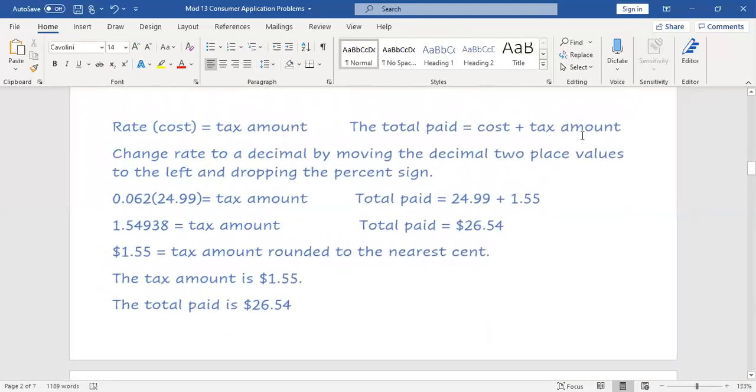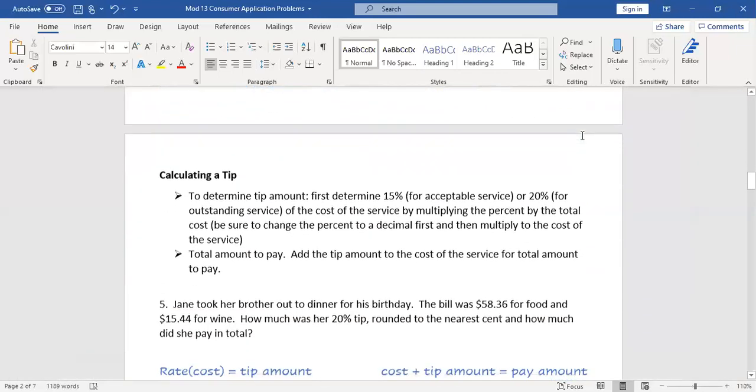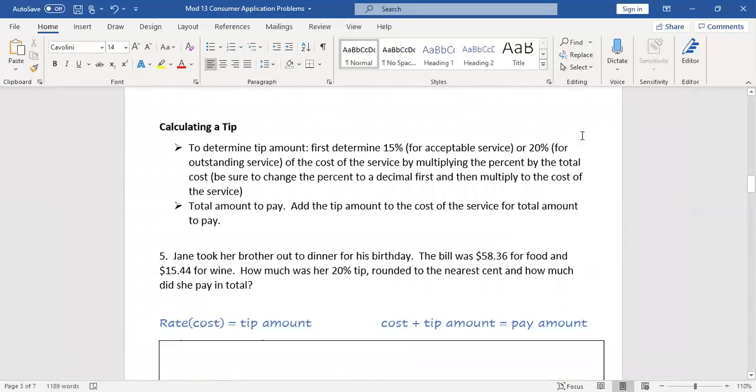So those are two examples of tax amount problems. Our third type of problem is calculating a tip.